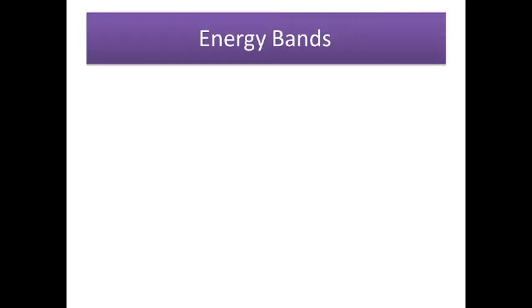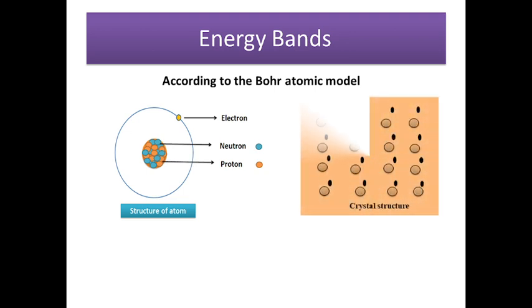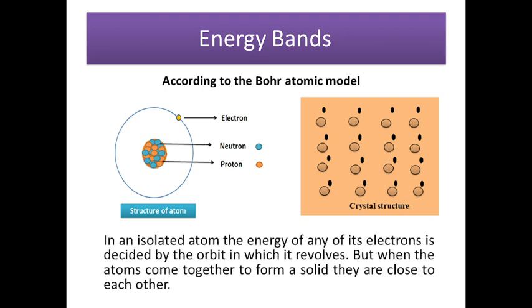So first we need to understand energy bands, then only we can understand the different kinds of materials. Before that, we should know that according to the Bohr atomic model, electrons revolve in particular orbits. When these electrons revolve in particular orbits in an atom, these atoms come together so that a solid can be formed. So each solid consists of what? A regular arrangement of atoms, or we can call it a crystalline material. So there is a periodic arrangement of atoms.